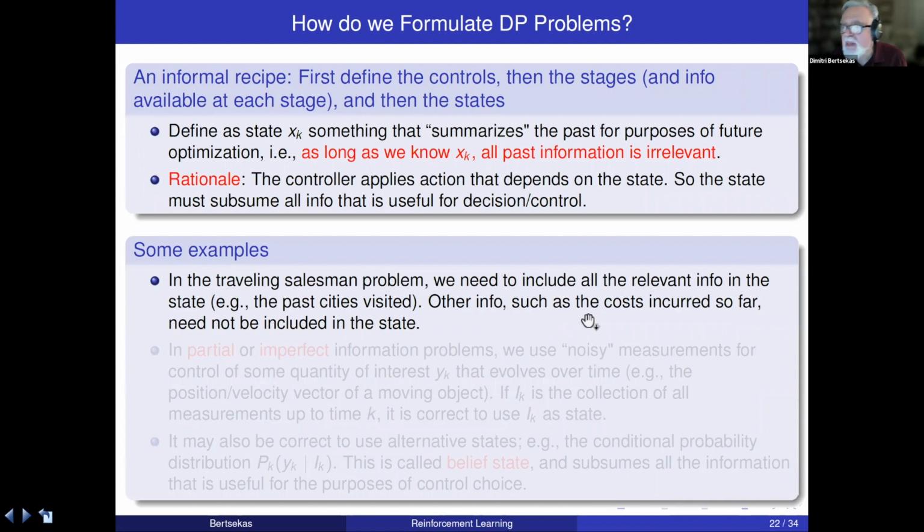We could add additional information, but it may not be relevant, it may not be useful, and we don't want to add information that's not really useful because that increases our state space and makes the dynamic programming algorithm more difficult.